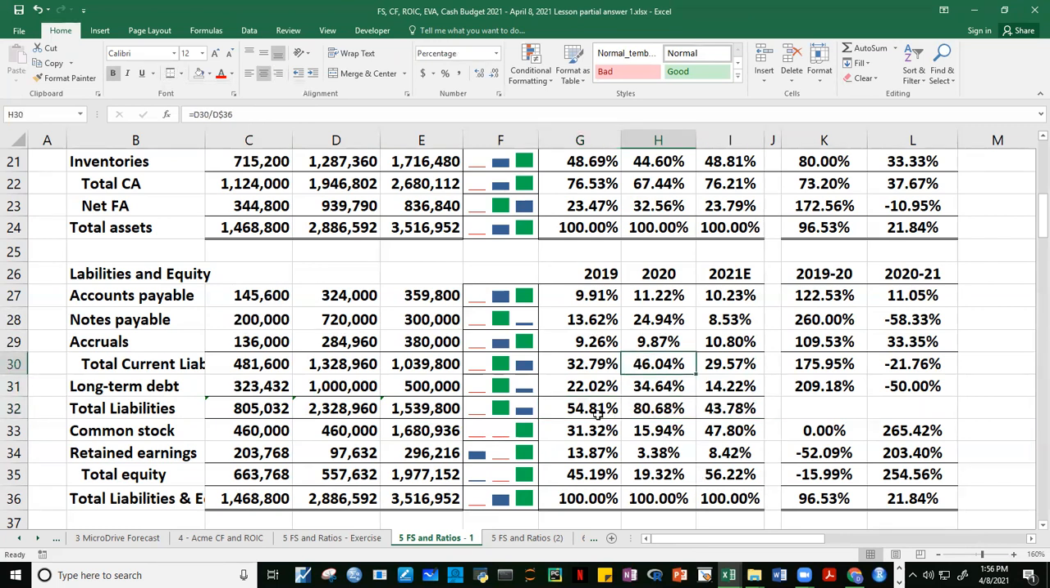Okay. Dati ang total liabilities natin, ang debt ratio natin 54%. Naging 80%. Tapos naging 44. Medyo erratic yung galaw ng liabilities. Okay, so we can see that, no?